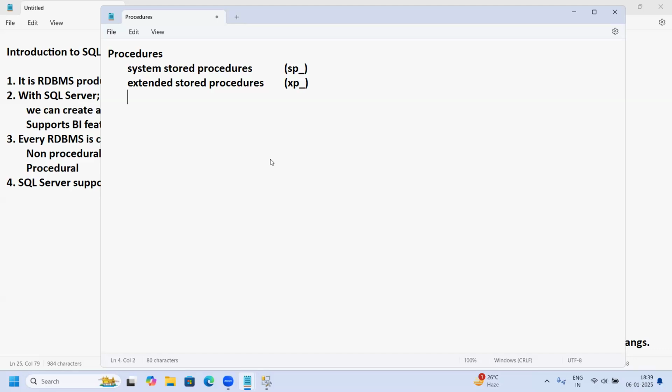System stored procedures, sp_. Extended stored procedures, xp_. What else? We have user-defined stored procedures, then temporary stored procedures. I deal with everything in my development classes. System stored procedures are almost 2000 plus. There are also a lot of extended stored procedures, and they are undocumented. Some are still available, and those I'll discuss in my development class.